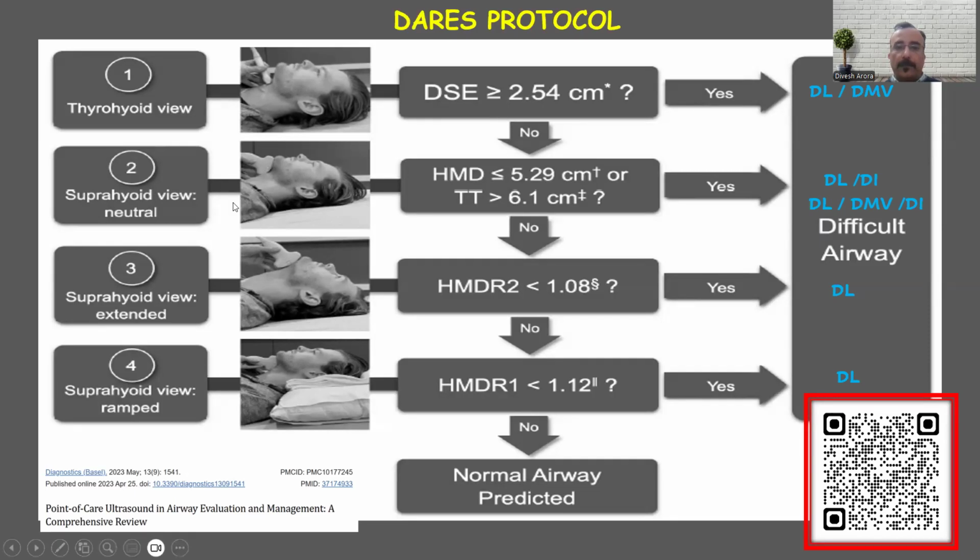Then look at the suprahyoid view and measure the hyomental distance in neutral position and the tongue thickness. If the hyomental distance is less than 5.29, it indicates difficult laryngoscopy and intubation. If the tongue thickness is more than 6.1, you have all three parameters which will land up in difficulty, be it laryngoscopy, mask ventilation, or intubation. Next, calculate the ratios from neutral, extended, and the subsequent ratios. If it's less than 1.08, then it indicates difficult laryngoscopy.